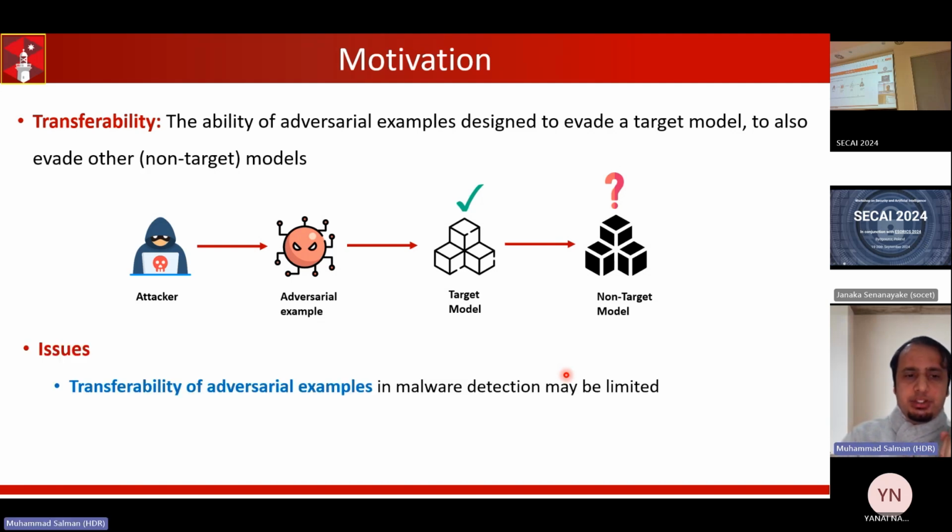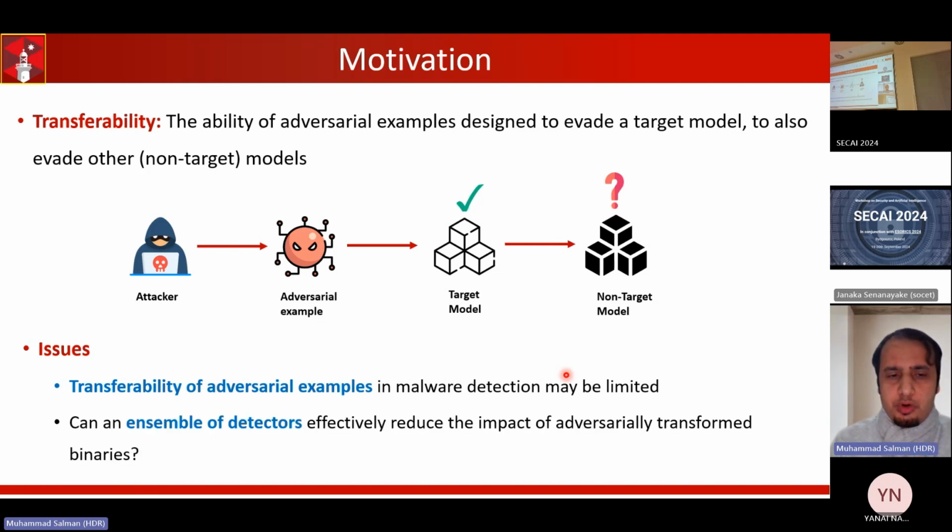So the main issue is to investigate the transferability of adversarial examples in malware detection, which we assume may be limited due to different factors, which I will discuss in the upcoming slides. And the second most important aspect is whether we can effectively mitigate the impact of the adversarially transformed binaries with the help of an ensemble of detectors.